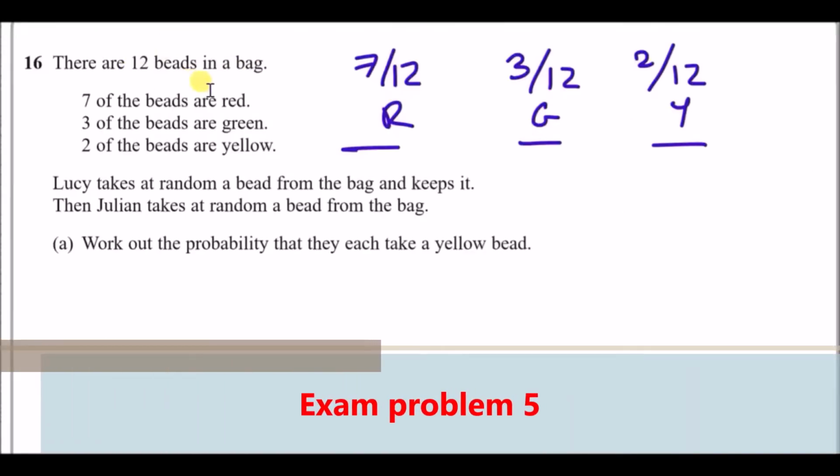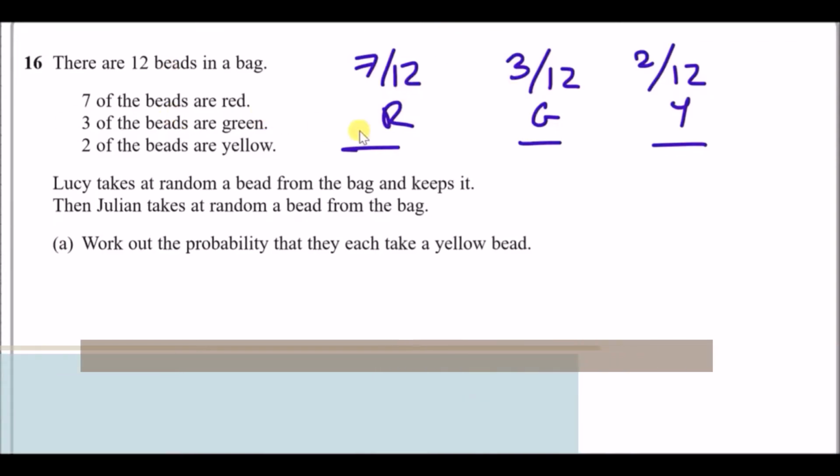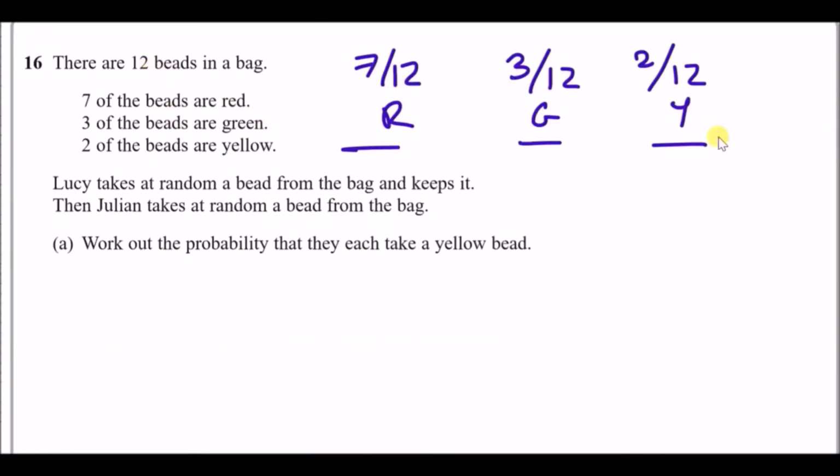So there are 12 beads in a bag. Now 7 out of the 12 are red, 3 out of the 12 are green, and finally 2 out of the 12 are yellow. So when you do probability questions, always make sure you note down the probabilities of every single possible scenario, like I did over here. This will literally help you guys for the later questions.